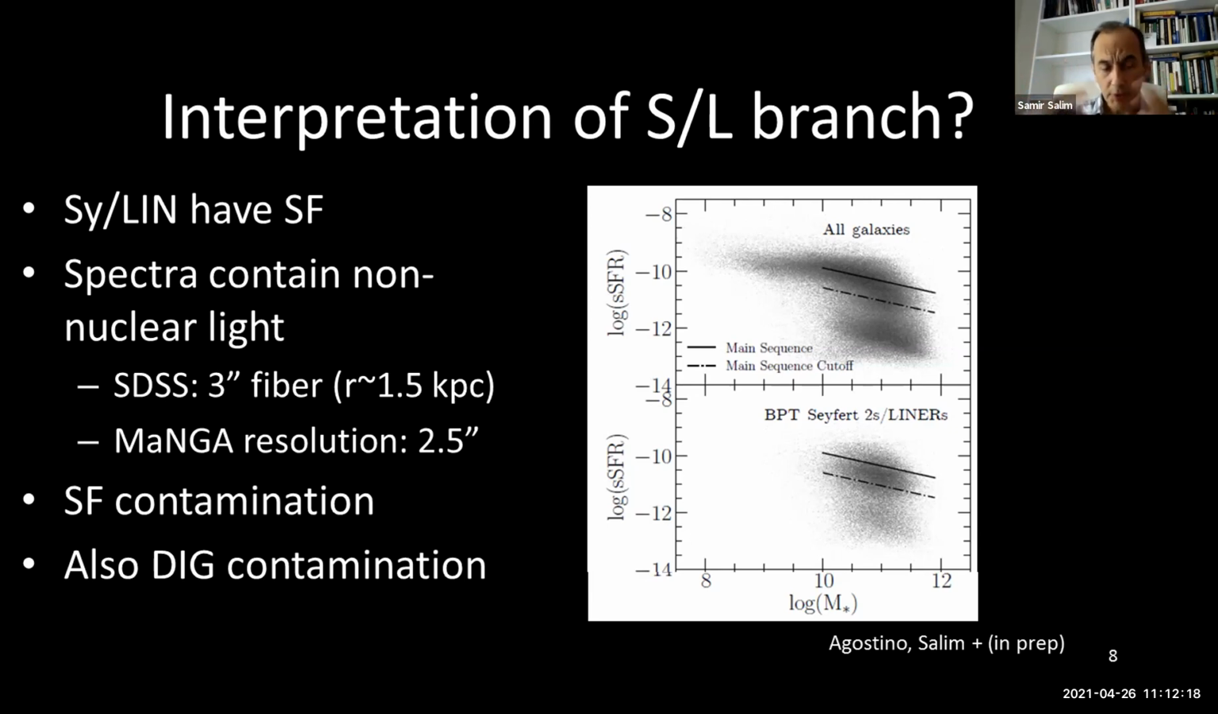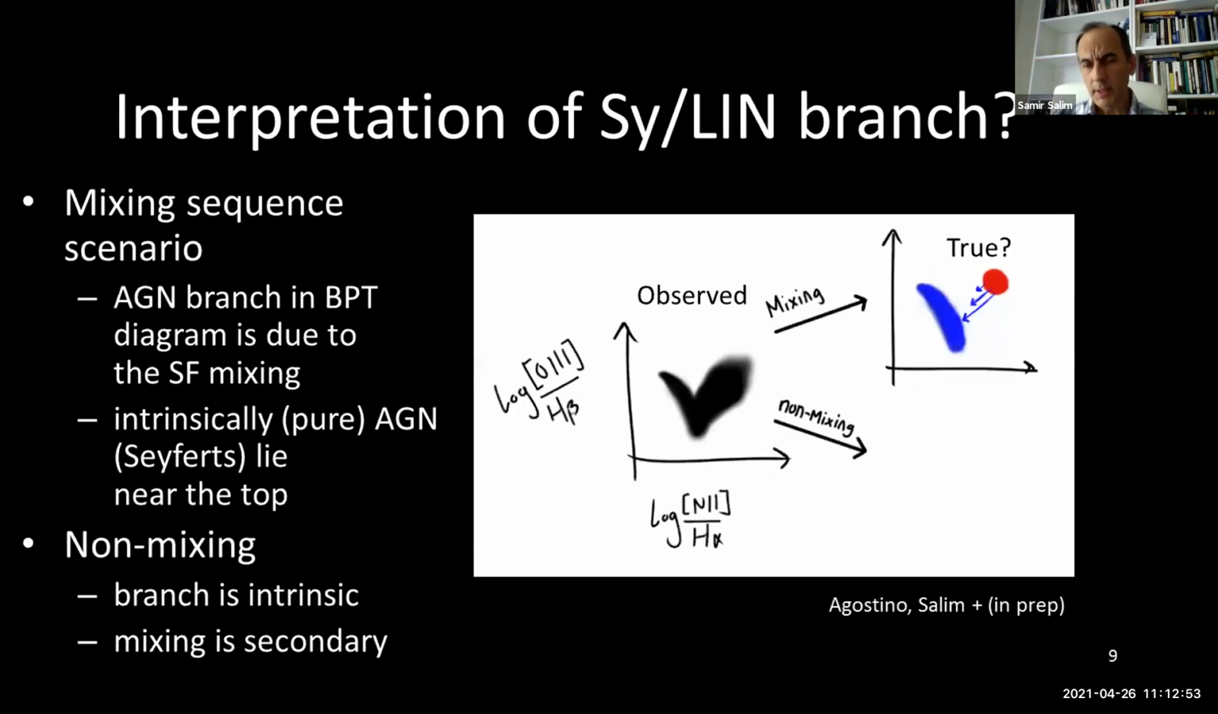Now, you may think, okay, what about those IFU studies like MaNGA that have brought so much new information about resolved properties of galaxies, including their emission lines? Well, we still have that problem because the resolution of MaNGA is actually something like 2.5 arcseconds. So it still allows for a lot of star formation contamination, even in its central spaxel. Furthermore, there can also be other contributions, such as diffuse ionized gas, that may also obfuscate the pure emission lines that we really hope to get from Seyferts and LINERs. So this study is actually about trying to solve this problem.